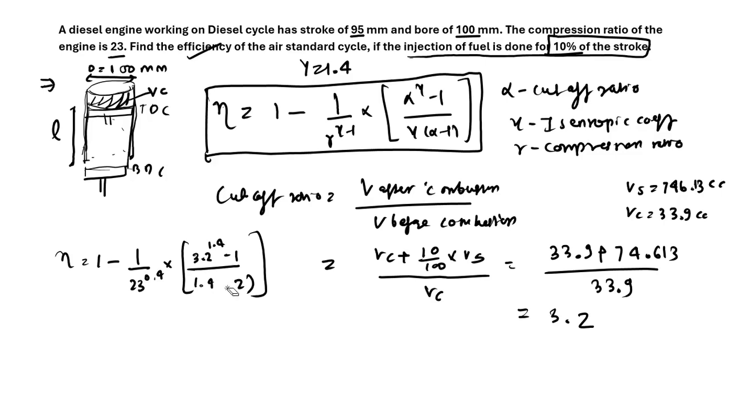Sorry, this is 2.2. So let us calculate that. We have 3.2 to the power 1.4 minus 1, divided by 1.4 into 2.2, divided by 23 to the power 0.4. 1 minus that is 62%, which will be your cycle efficiency if you calculate using this formula. So this is how you can solve this question.